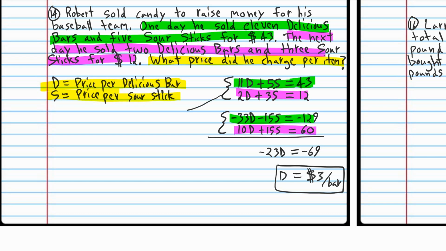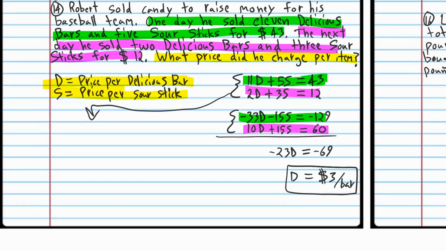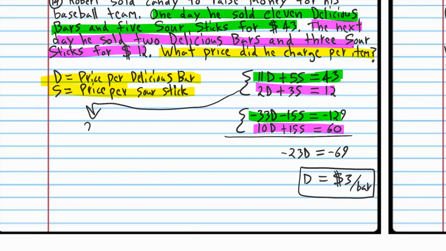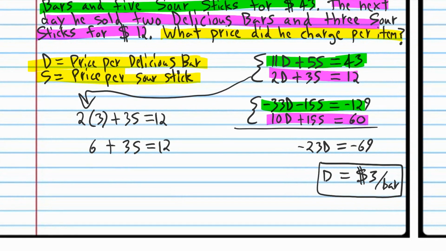Alright, we can use one of these equations. We can use either one. It doesn't really matter which one we use. Just choose the one that looks simpler. Plug in 3 for D. And we get 6 plus 3S is equal to 12. It's a two-step equation. Subtract 6 from both sides. Divide by 3, and you get S is equal to $2 per sour stick.